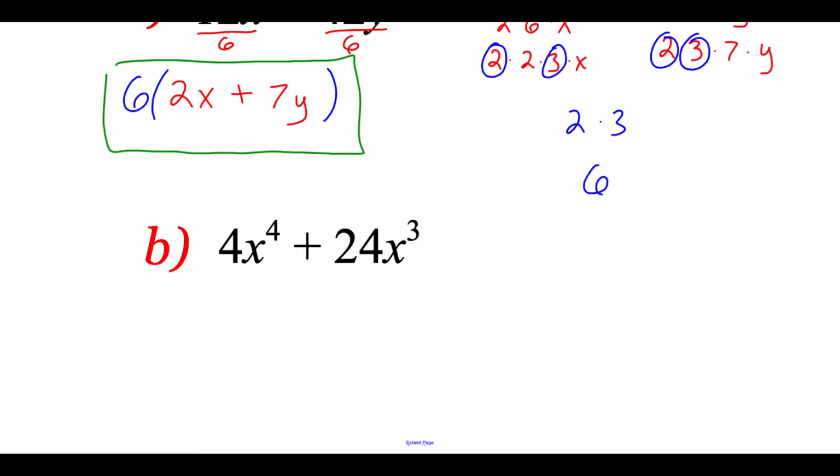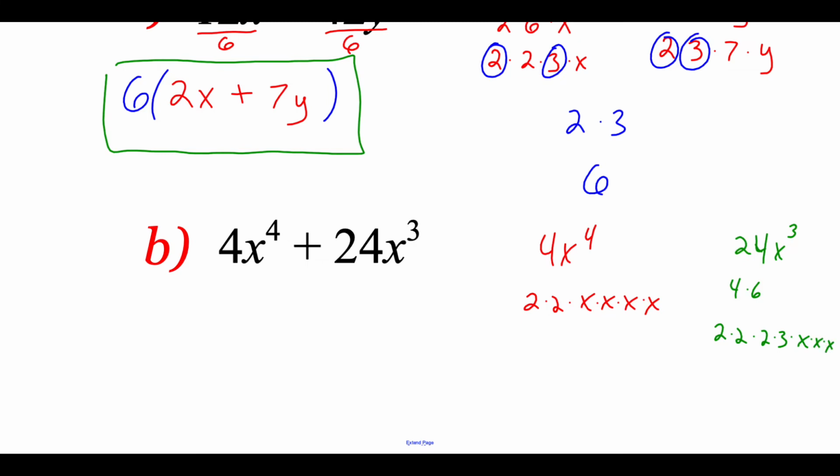Now, as I look at this example, I've got 4x to the fourth plus 24x cubed. I want to look at breaking down that 4x to the fourth first. 4 is 2 times 2. X to the fourth is x times x times x times x. Now, as far as that 24x cubed, if I break 24 down, that's 4 times 6. 4 is 2 times 2, 6 is 2 times 3, and x cubed is x times x times x.